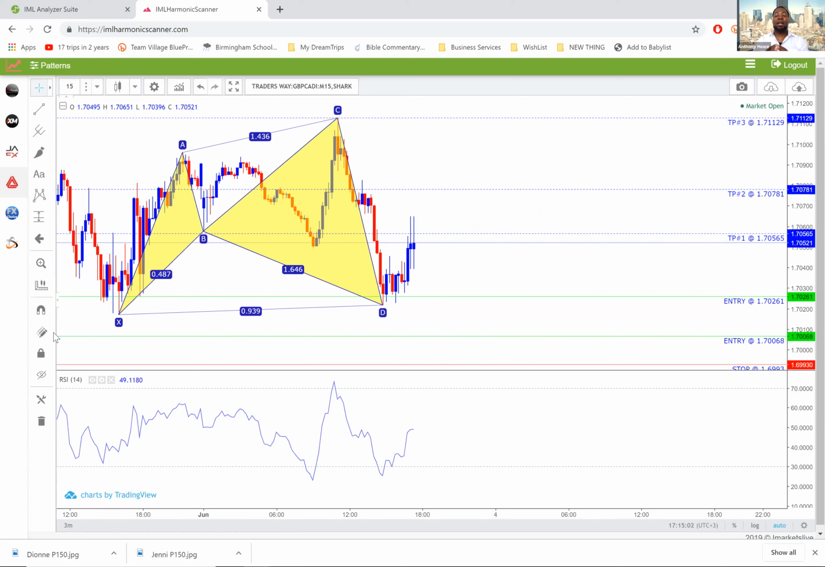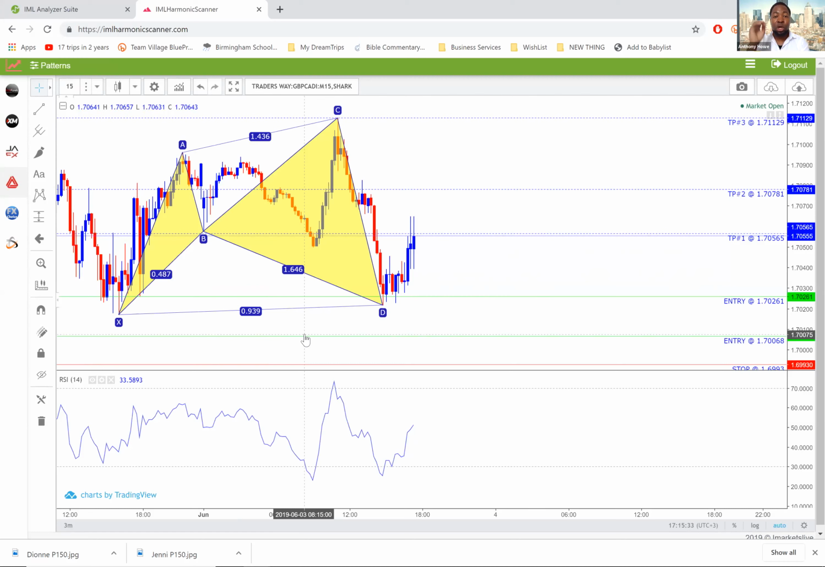The fact that the TP1 is above the entry means that the price is predicted to go up. Therefore, this is a buy prediction. You want to buy the GBP against the CAD. So you can see what the currency pair is at the top here. It says GBP CAD. So the Harmonic Scanner is saying that the price of the Great British Pound against the Canadian dollar is set to go up from the letter D. It's set to go up.